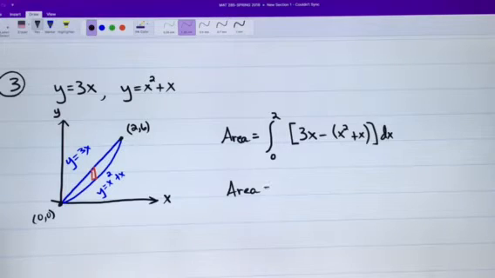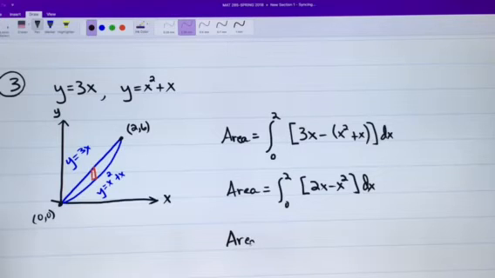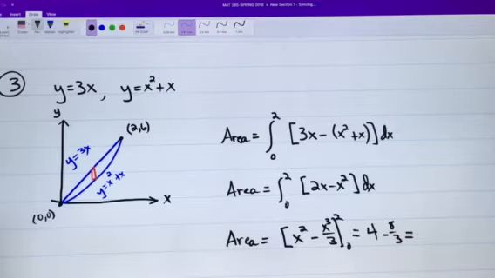So if I take the difference, we have 3x minus x, which goes to 2x, and then minus x squared. In the case of the antiderivatives, we have x squared minus x cubed over 3 as x goes from 0 to 2. Here 2 squared is 4, 2 cubed over 3 will be 8/3. For the difference, it turns out that the area will be 4/3 square units.